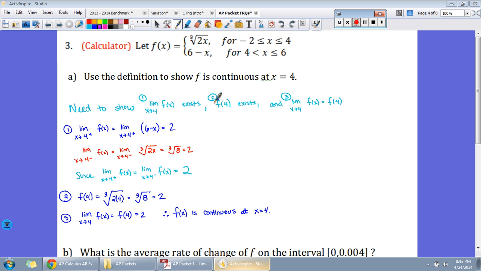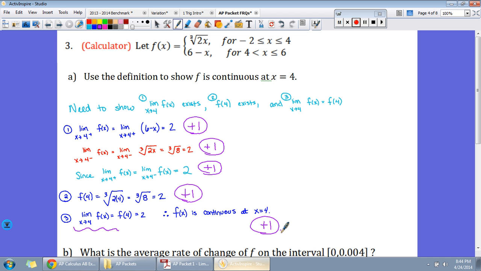Part A was worth a lot of points. You got 1 point for showing the right-handed limit, 1 point for showing the left-handed limit, and 1 point for showing that the left-handed limit and the right-handed limit were the same. 1 point for doing f of 4, and 1 point for having the conclusion that f of x is continuous at x equals 4. With one small correction: since the right side limit equals the left side limit, then the actual limit equals 2, and that's worth a point.